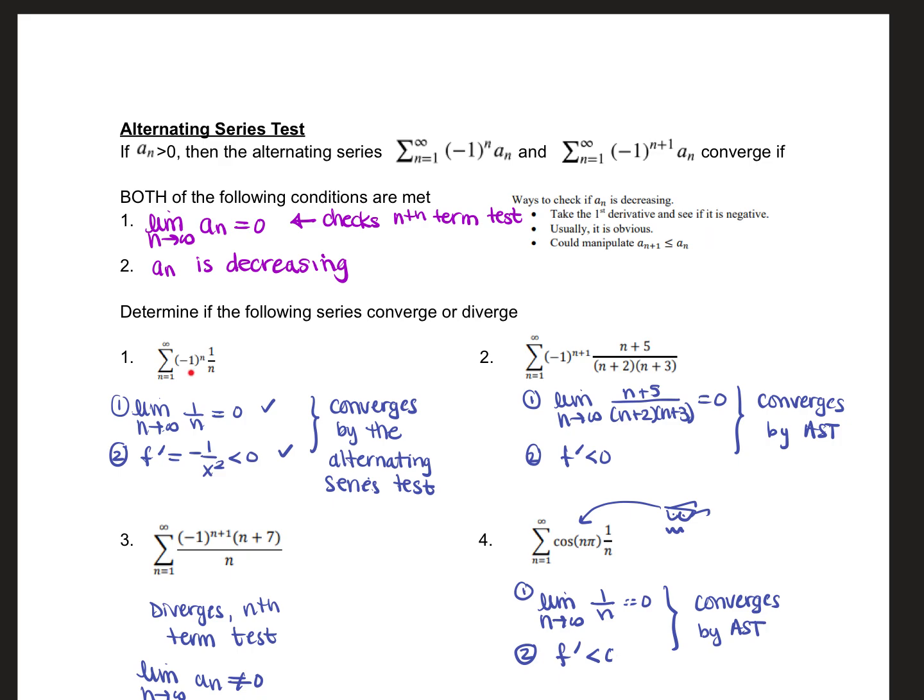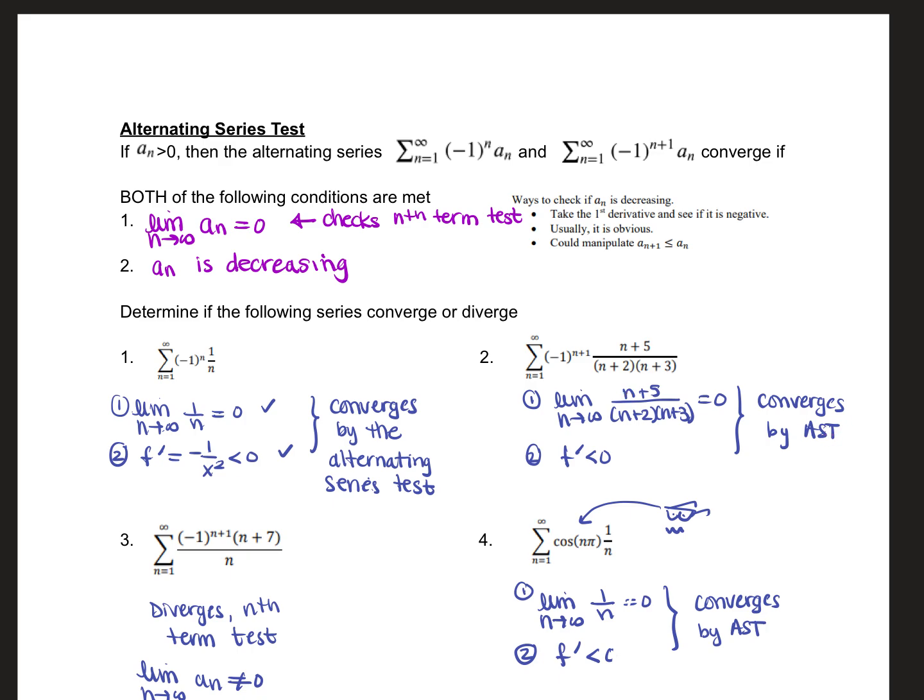So first of all, is it alternating? Yes. Is the limit equal to 0? Absolutely. Derivative is less than 0? Converges by the alternating series test. Number 2. Same thing, it's alternating. The limit is equal to 0 because the degree of the top is less than the degree of the bottom. And in fact, we all know it's decreasing because the degree of the top is less than the degree of the bottom, so it converges by AST.